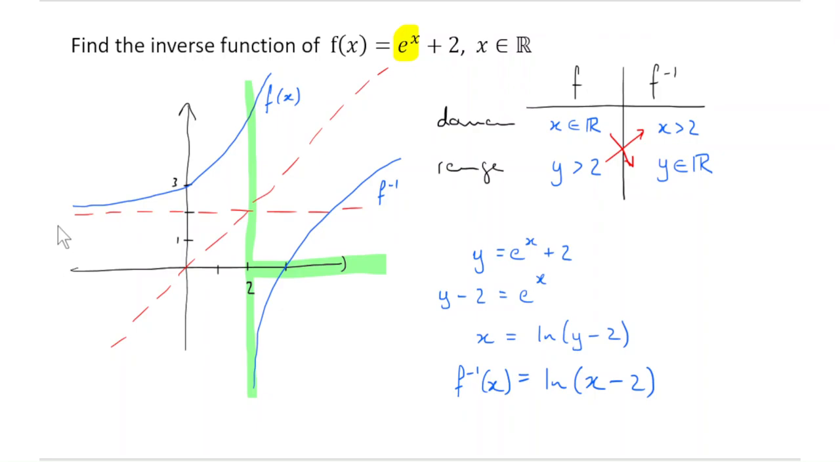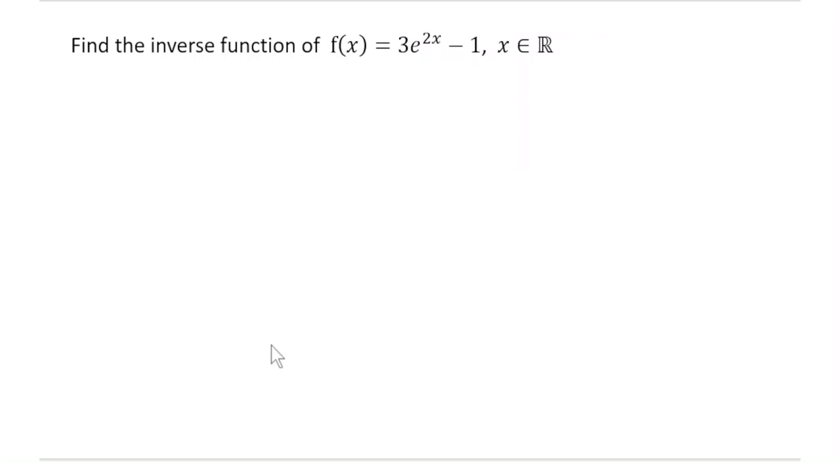Okay, let's try another example. Let's try a slightly harder one. So we want to find the inverse function of 3e to the power of 2x minus 1. All right, same thing. Let's sketch this particular graph. What does that look like?